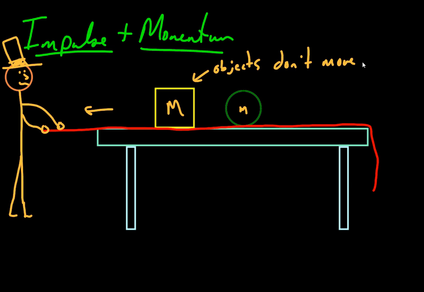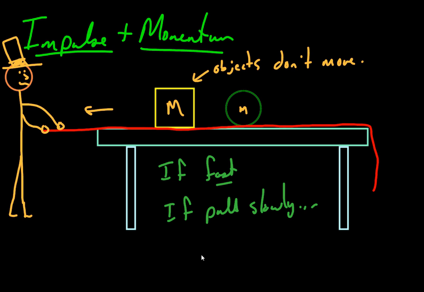So how are we going to explain and understand this? And then the other side of things, right? If this happens really fast, these don't move. But if the magician pulls slowly, they will move. They'll move along with the tablecloth. So how do we understand that?